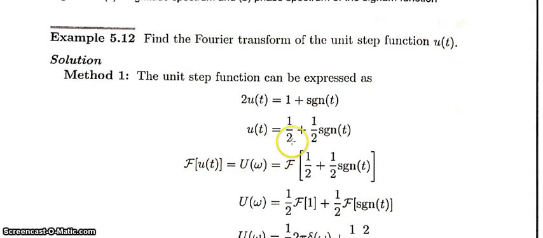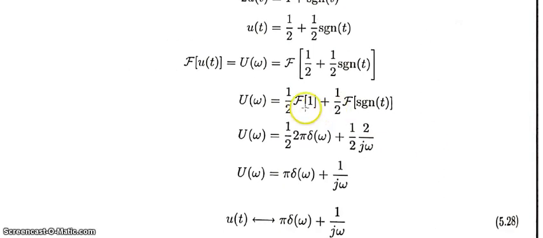It is expressed as the sum of a constant plus the signum function, so it is the Fourier transform of 1 by 2 plus 1 by 2 into signum of t. And what is the Fourier transform of 1 by 2? It is pi into delta of omega, since the Fourier transform of 1 is 2 pi into delta of omega. Also, 1 by 2 into the Fourier transform of signum of t is 1 by 2 into 2 by j omega. Therefore U of omega is pi into delta of omega plus 1 by j omega.